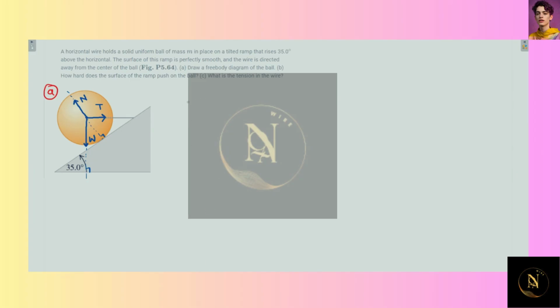Then we move towards part B. Part B asks how the surface pushes the ramp. So we need to find the value of the normal reaction, because that is the force by which the surface pushes the ramp. For that we need to make the components of the forces along and perpendicular to the plane. Normal is already perpendicular to the plane, but for tension and for the weight, we need to do some calculation and make the components. So let's talk about the tension. The tension is somewhat like this, and this is the angle which is already given as 35 degrees.